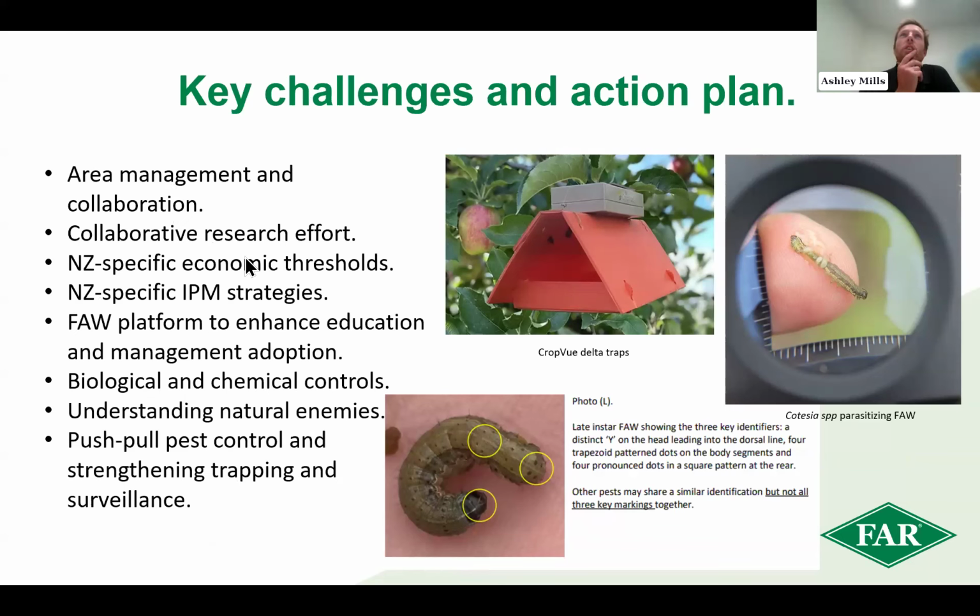So the key challenges and where we're heading at the moment. Really, it's identification and grower education. That's one of the key things for us. The support from the regional agronomists has been fantastic here, but the identification and what to do next has been quite challenging. Development of New Zealand specific thresholds is another direction we're taking. We might be in a position here where sometimes doing nothing is the correct thing. And some of the other things there, just strengthening the surveillance networks.